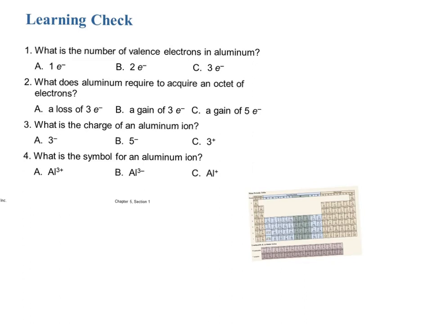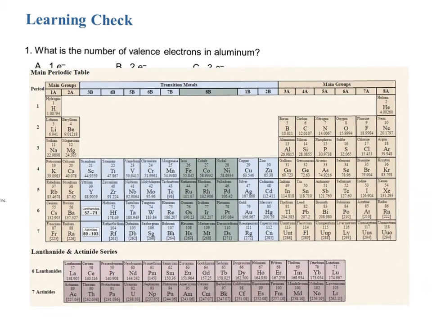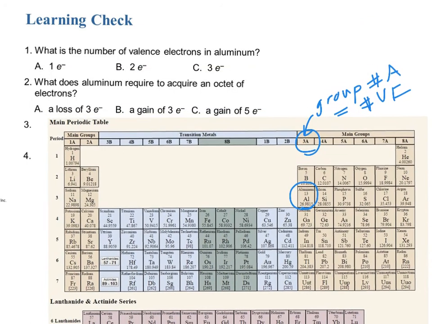All right, let's check ourselves before we wreck ourselves. What is the number of valence electrons in aluminum? So let's get our periodic chart out and look up aluminum. We see that aluminum is located right here in group 3A. Remember, group number equals the number of valence electrons. The group number with the A next to it equals your number of valence electrons. So if aluminum here is in group 3A, it must have 3 valence electrons.